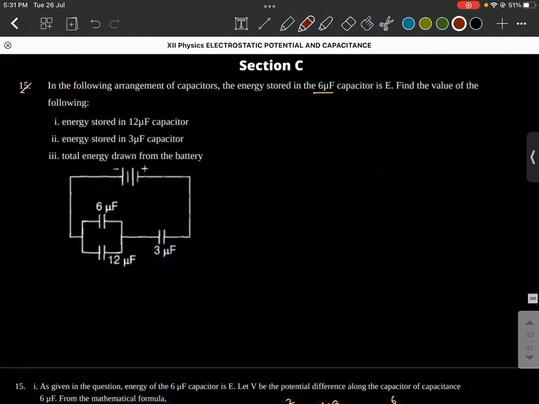C equivalent, is it 18 by 7 only? No calculation mistake. Yeah, 18 by 7. So what is going to be the charge across the third capacitor? What is the total charge supplied? Q is equal to 18 by 7 into V. This is also accepted.